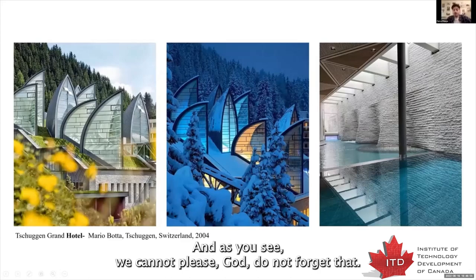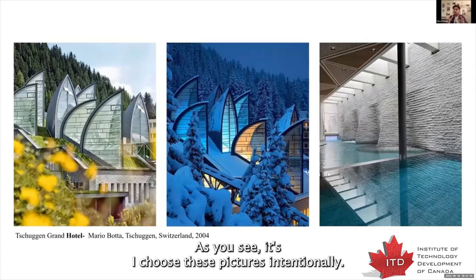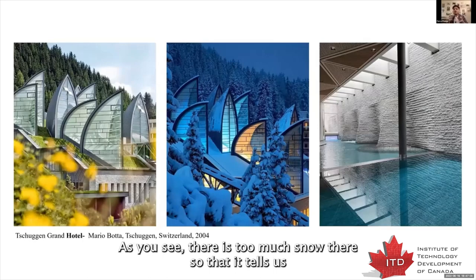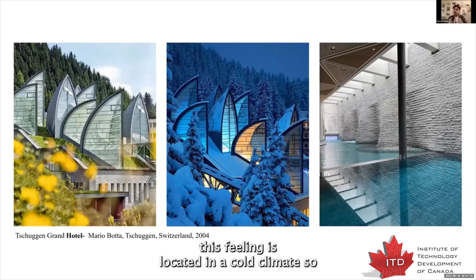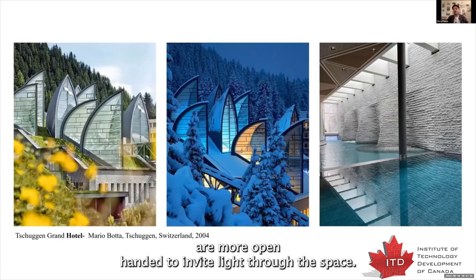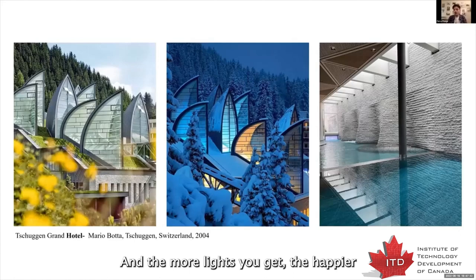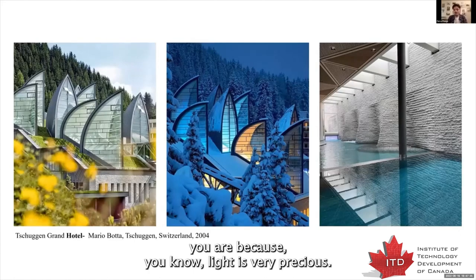And as you see, please, guys, do not forget that. Please keep it in mind. The climate is very, very critical. I chose these pictures intentionally. As you see, there is too much snow there. So that tells us this building is located in a cold climate. So they won't get too much sunlight. There isn't too much solar heat there. In this sort of climate, architects are more open-handed to invite light into the space. And the more light you get, the happier you are, because, you know, light is very precious there.